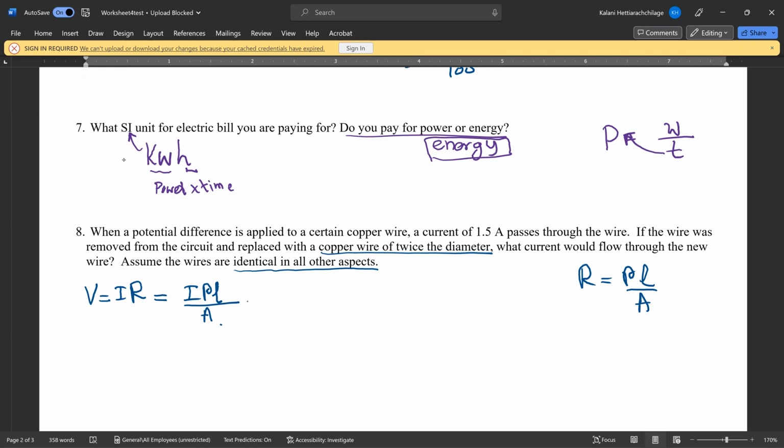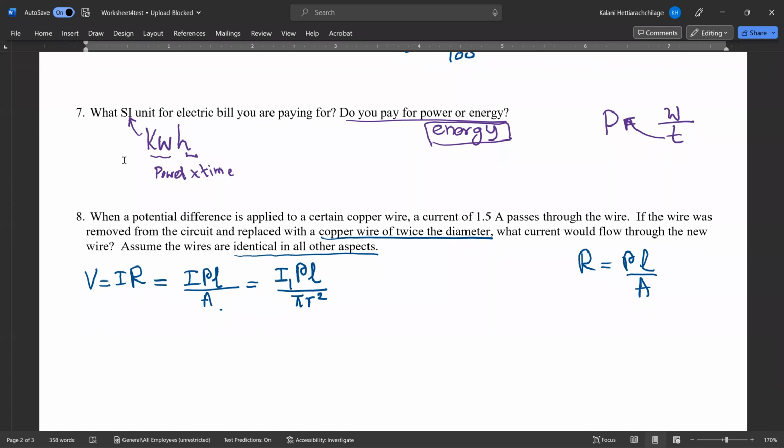So now if I use it for the first one, I know current is given, but I'm going to write it as I1, that is for the first one, and rho and L is there, and then I have phi and radius squared. Right? That is for the case number 1.